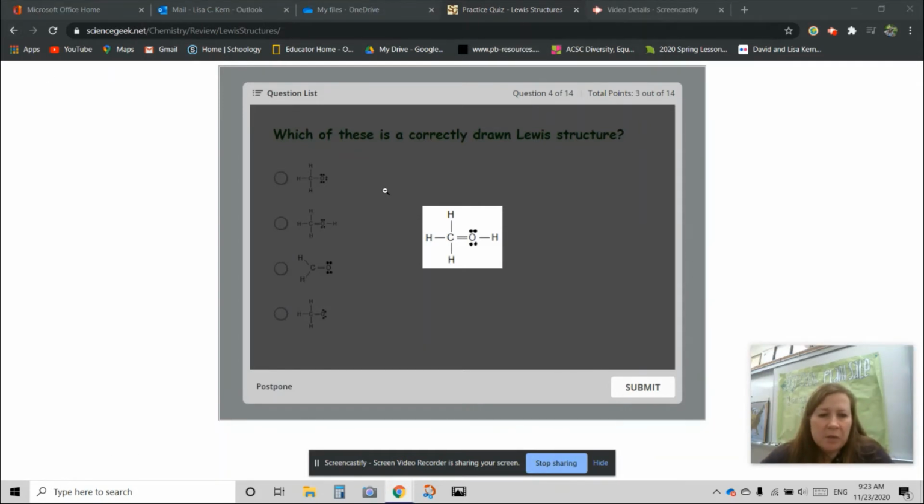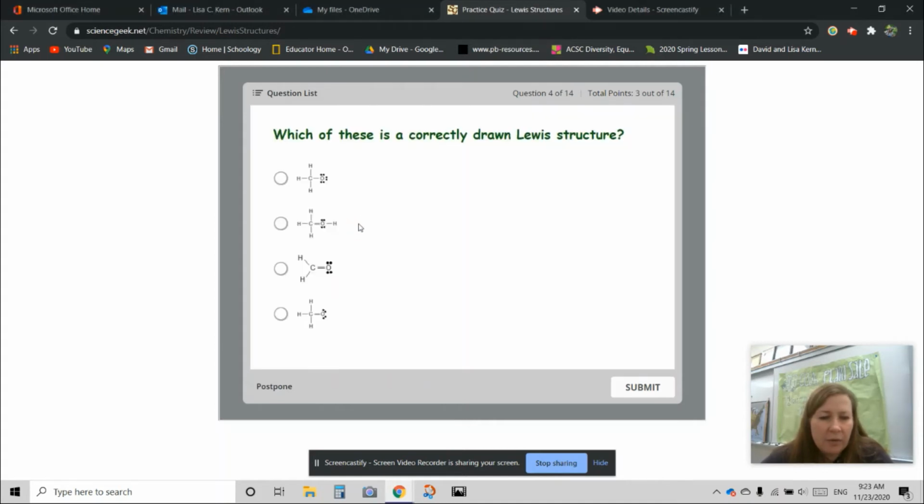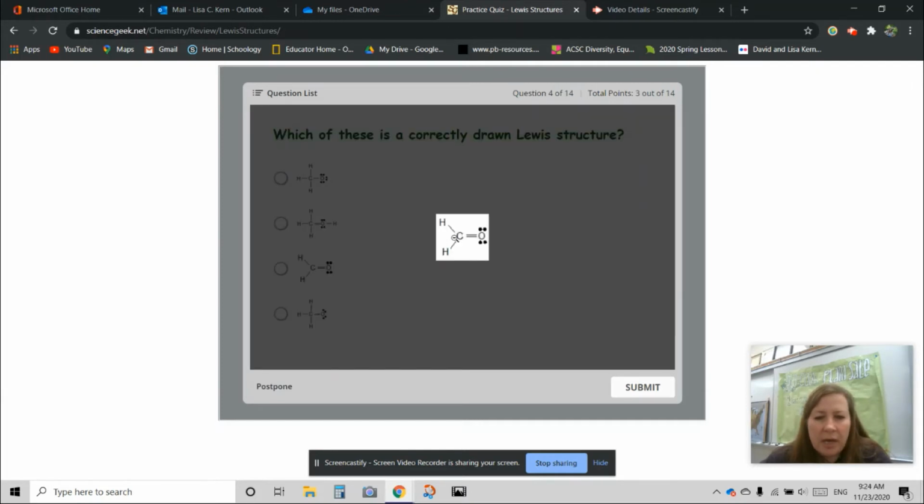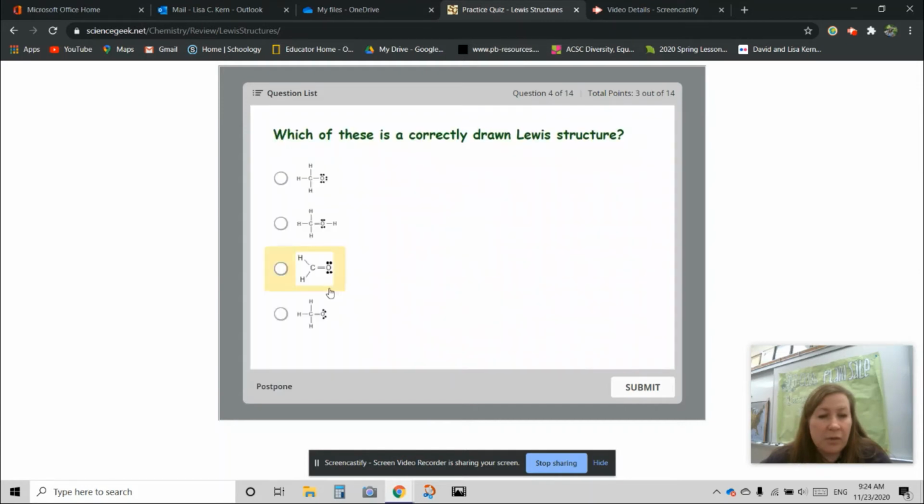So we ruled out this one. We'll call this letter B. It's the second one here. So we can rule that one out because the carbon has too many bonds. This one, the carbon has 4 bonds, so that's 8 valence electrons, so that's okay. And oxygen has 2, 4, 6, 8 valence electrons also, so this one might be okay.